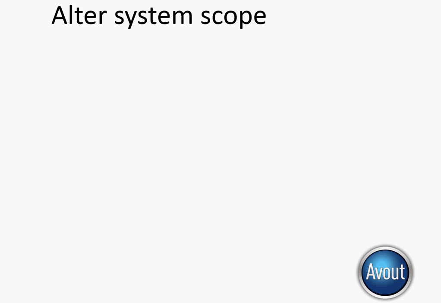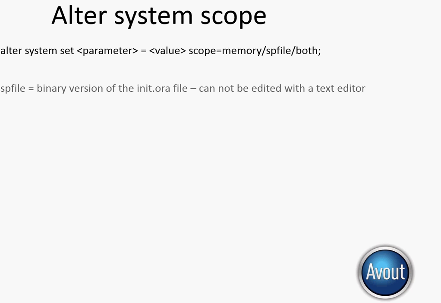So what does scope have to do with altering the system? We looked at this command a second ago, alter system set parameter equals different value, and then we specified the scope. What is the spfile? It's obvious what memory means. It means changing what's going on inside the database at the particular moment. But what is this spfile? And what is the both switch? What do those things do?